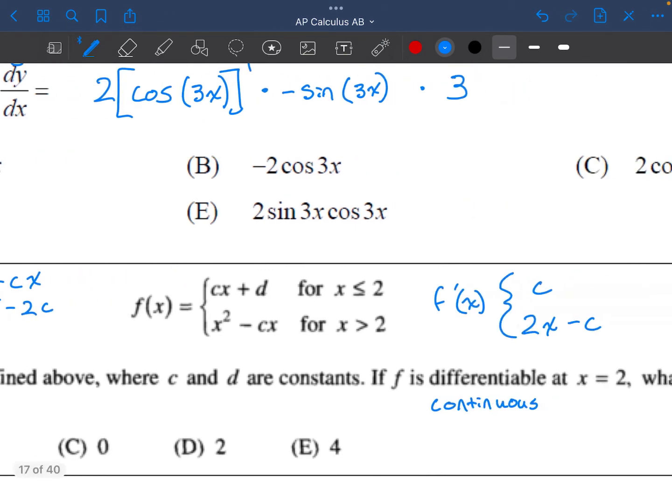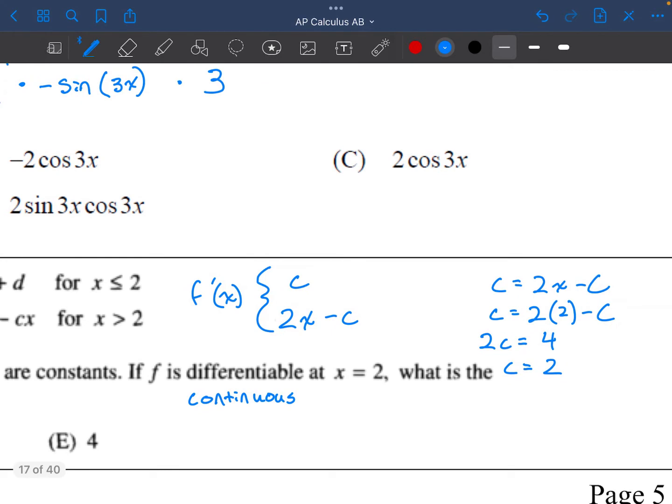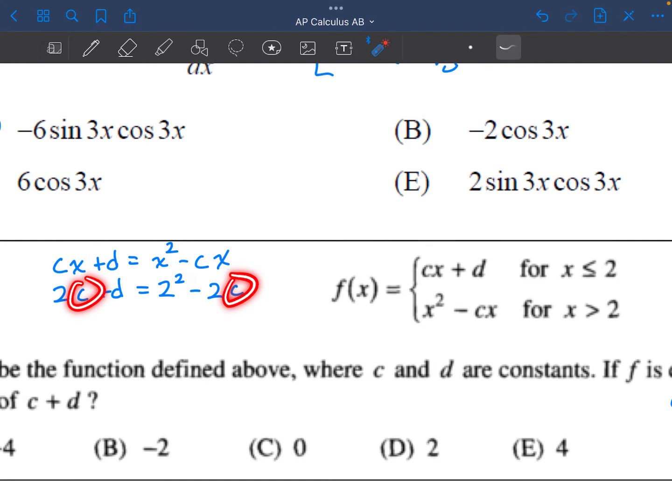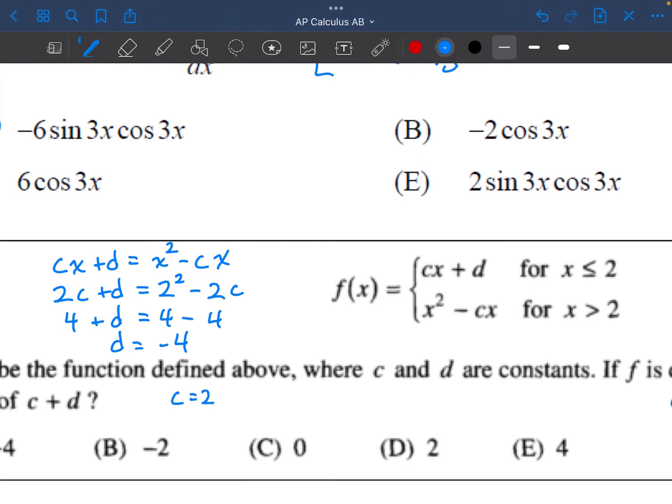And hey, we know the value of c. We did it already. C was equal to 2 over here. So I can come back up here and say that c and that c are both a 2. So I can substitute yet again, and I get 4 plus d is equal to 4 minus 4. And 4 minus 4 cancel each other out on this right-hand side. So this is just a giant 0. Subtract 4 from both sides, and d is equal to negative 4. All right, so I know that c is equal to 2, d is equal to negative 4. Add those together, and I get negative 2, the correct answer.